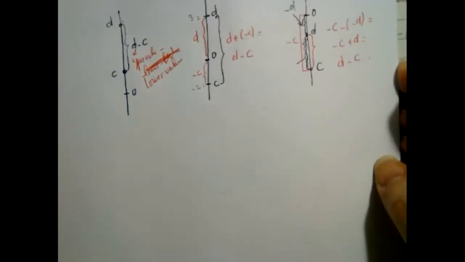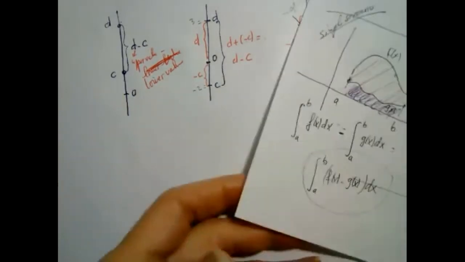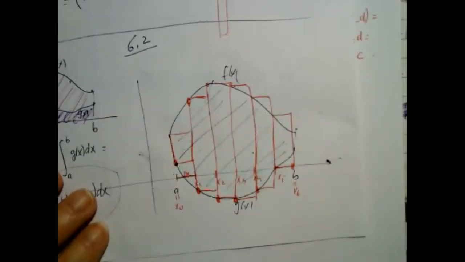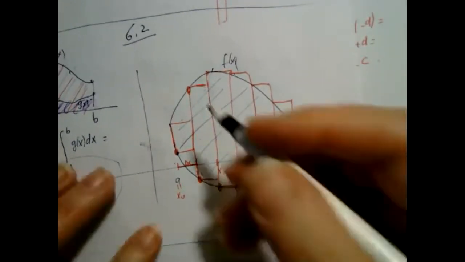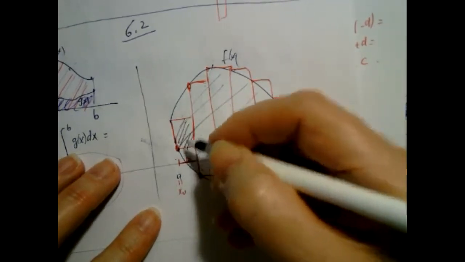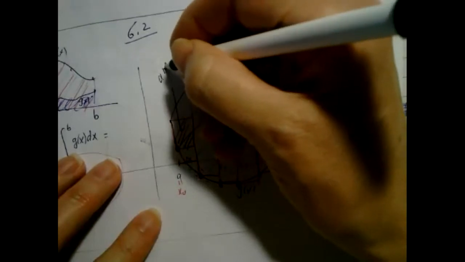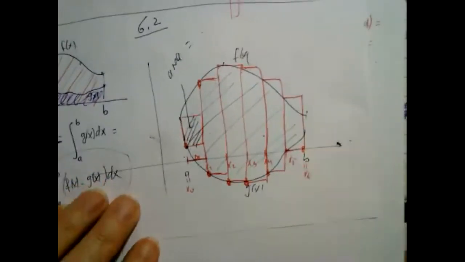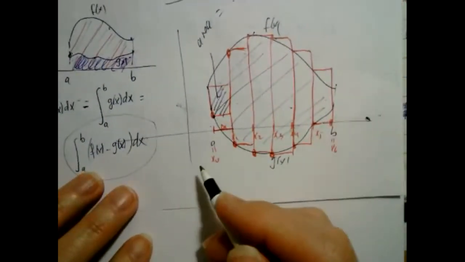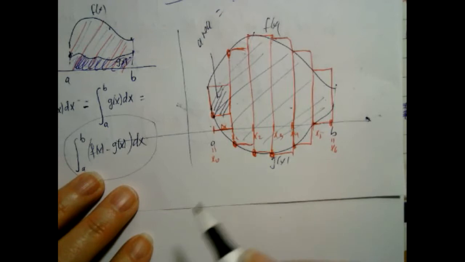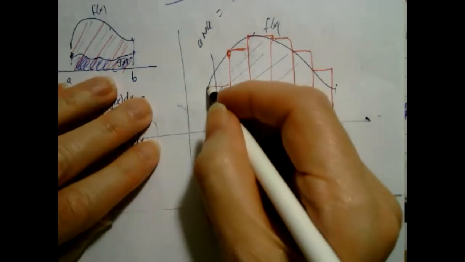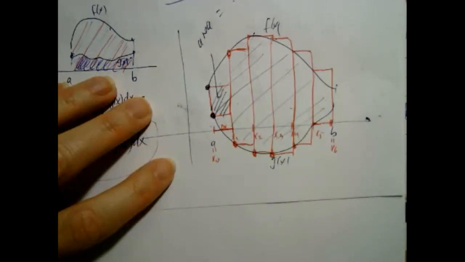Now I go back to my problem, to this picture, and then I'm going to generalize. Before I generalize, I want you to fully understand what I'm doing. What's the area of this rectangle? Help me out. What's the coordinate of this point down here? And what's the coordinate of this point down here?